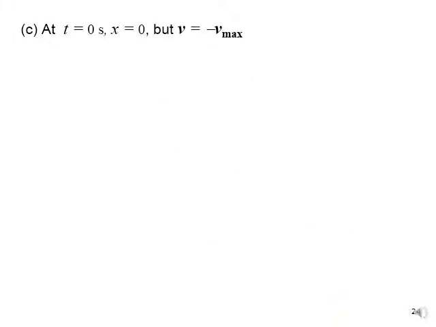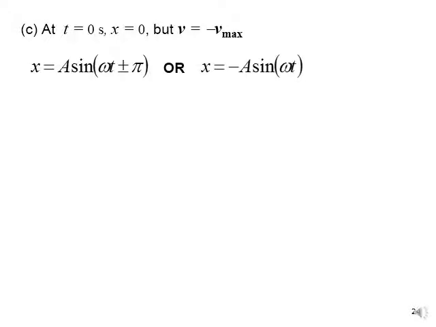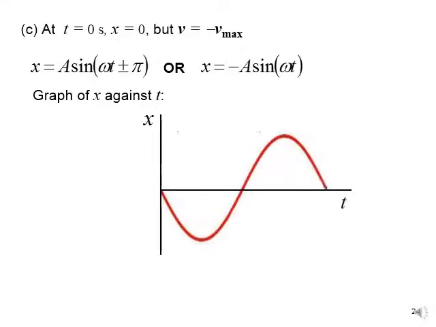If x equal to 0 at t equal to 0 but v is equal to negative v max, the new expression becomes x equal to A sin(omega t plus or minus pi) or x equal to negative A sin omega t. Hence, the shape of the graph for x becomes a negative sine graph.